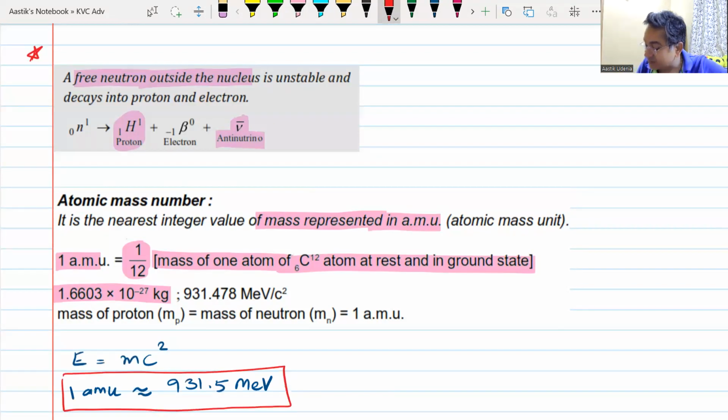If you have a mass of 1 AMU, that is actually energy. That mass can be converted into energy by this equation, which is approximately given here. So that is why it is written as 1 AMU is 931.478 mega electron volt per c square. So remember this, 1 AMU is 931.5 mega electron volt. I'll give you 2 minutes to note this down.